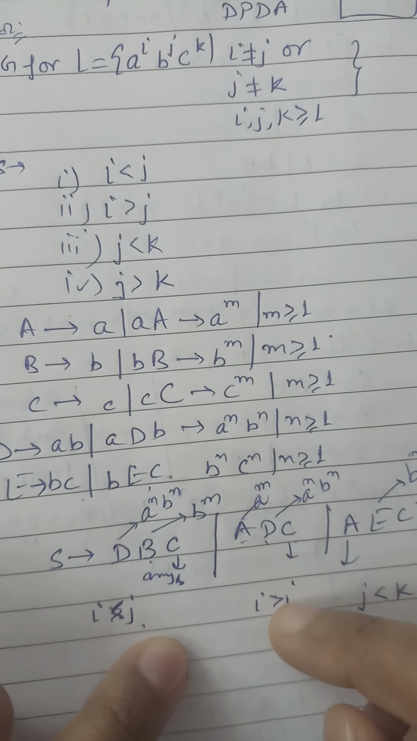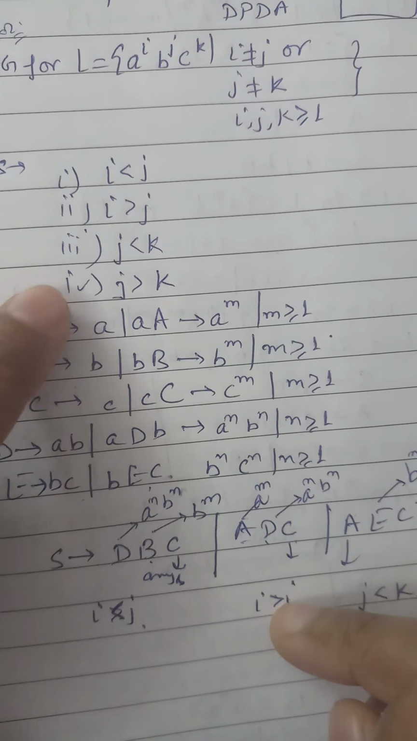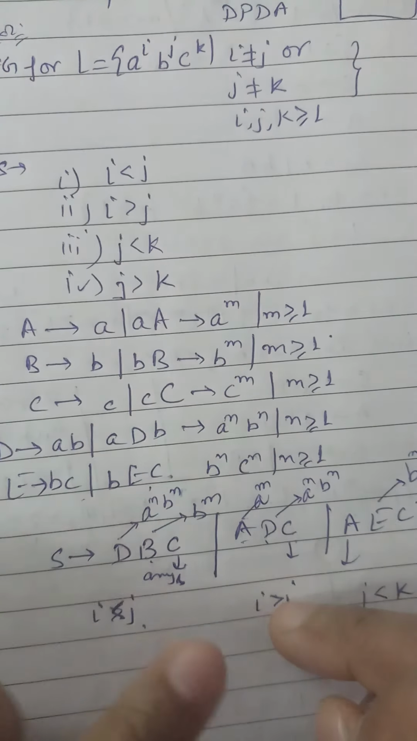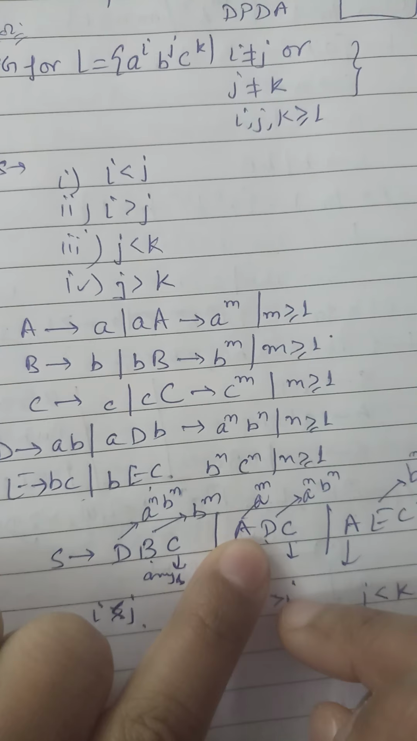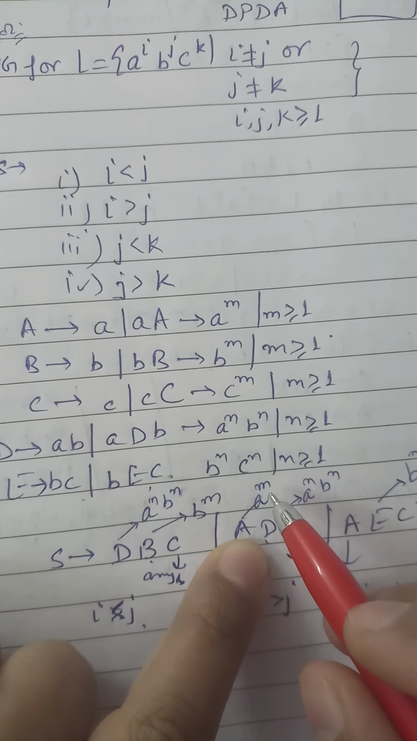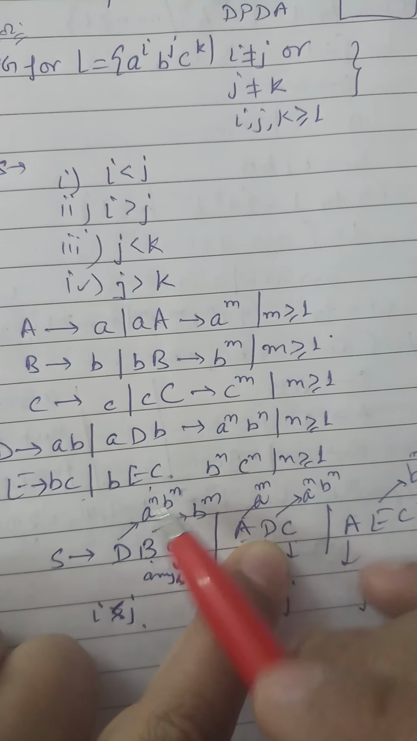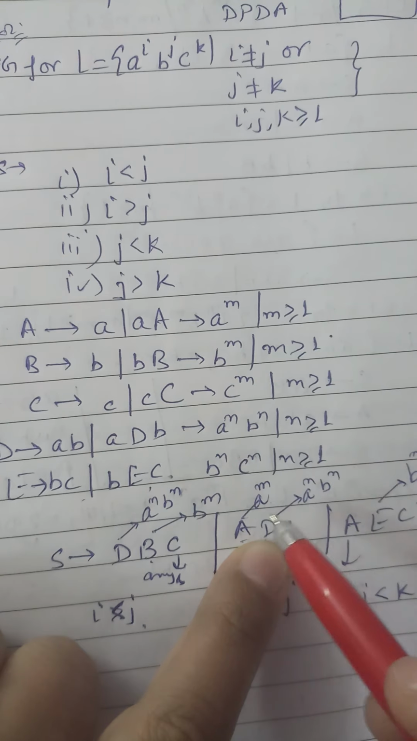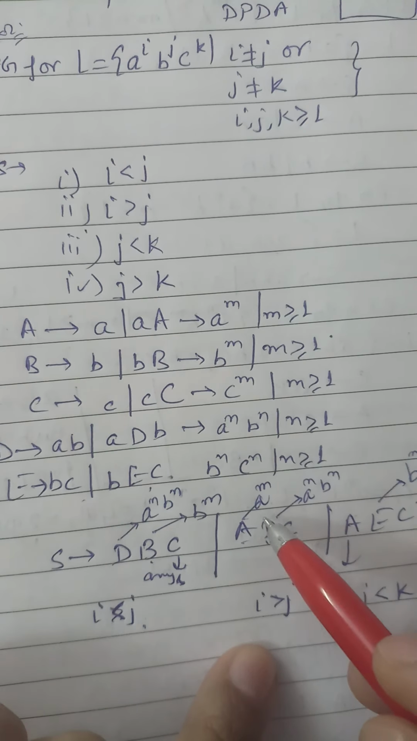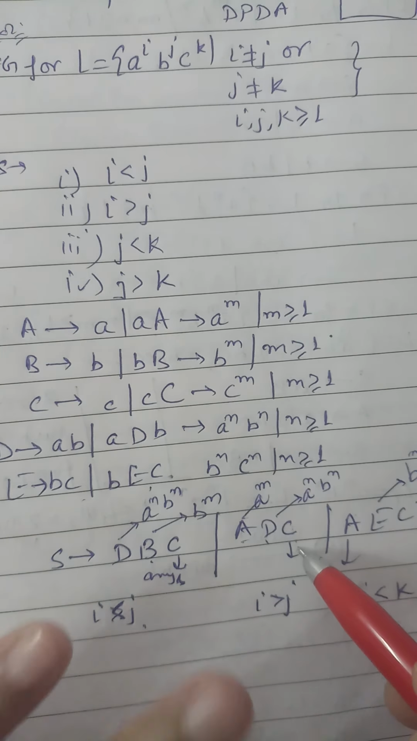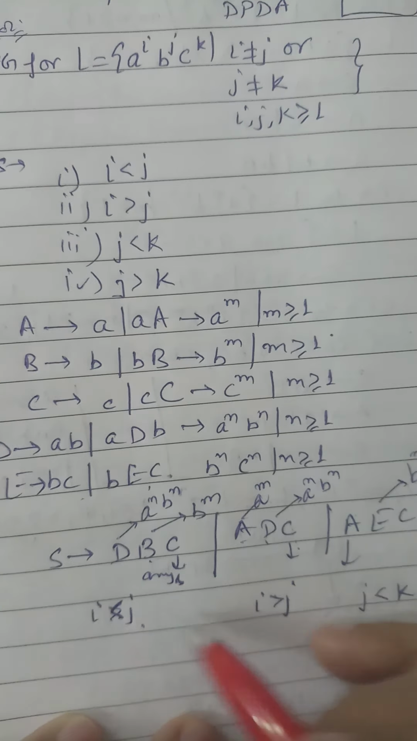So when i is greater than or equal to j, then definitely A is more than B. So what will we write? First we write A here, so a to the power m. Then we write d, so what does d belong to? A to the power n, b to the power n, and definitely i is greater than j. And c can be anything, because right now we are not talking about k. We are talking about these two conditions.